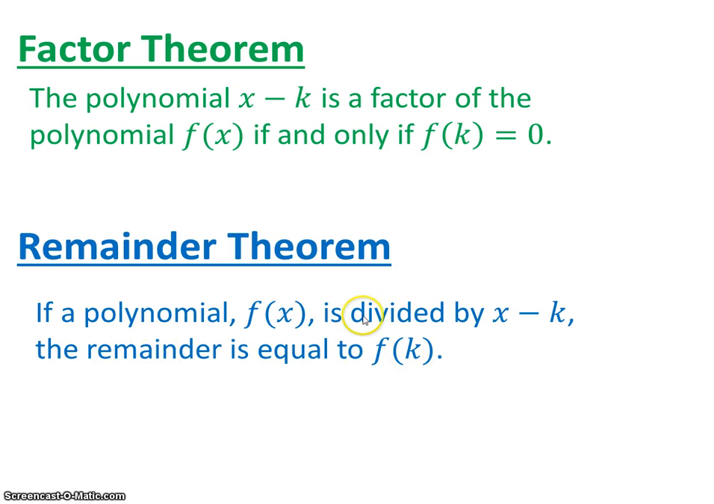So put these two together. If we can find the remainder equal to 0, because f of k would be 0, then our polynomial x minus k is a factor of the polynomial f of x. So let's take a look at an example.